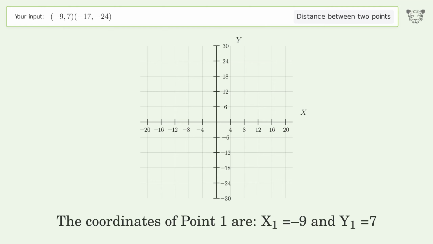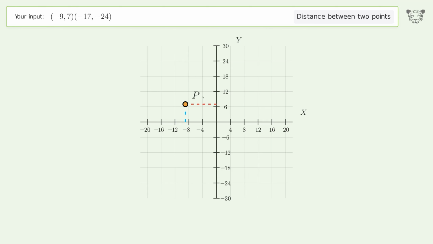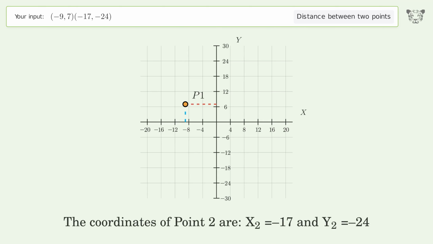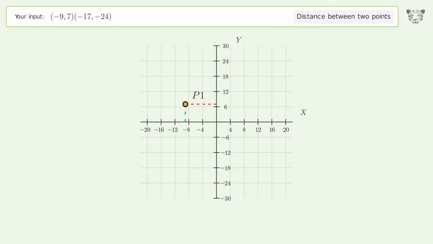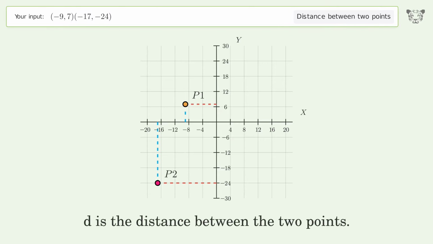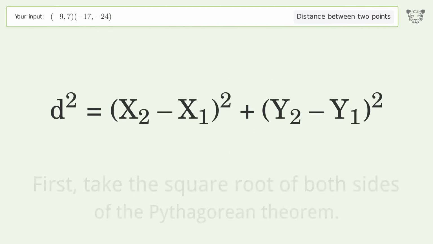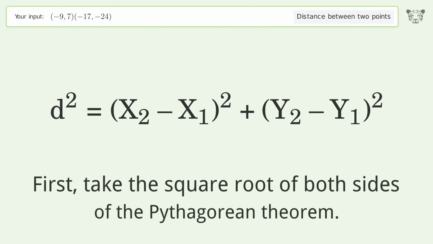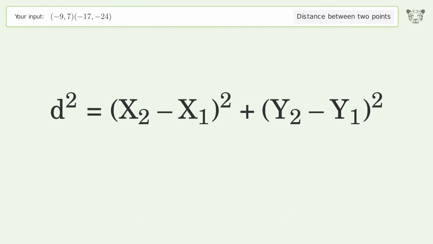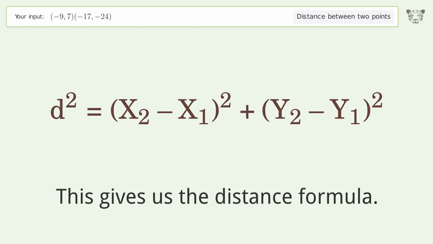The coordinates of point 1 are x1 equals -9 and y1 equals 7. The coordinates of point 2 are x2 equals -17 and y2 equals -24. D is the distance between the 2 points. First, take the square root of both sides of the Pythagorean theorem. This gives us the distance formula.